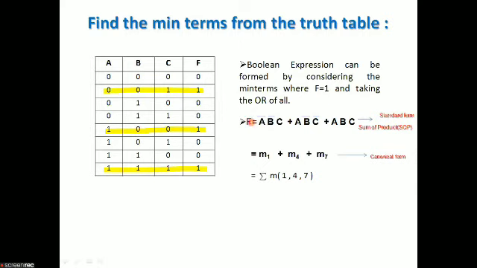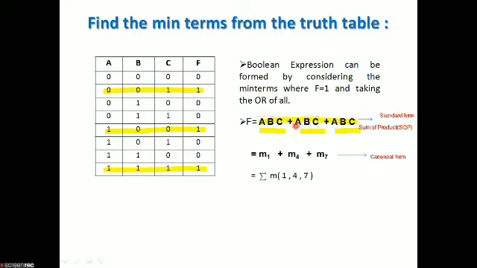So this form is the standard form, also called the sum of product. See, each of these terms, this one and this one: a bar, b bar, c is a product. Again, a dot b bar dot c bar is a product. Again, a dot b dot c is a product. And between them, there is a plus sign. That is sum of product.